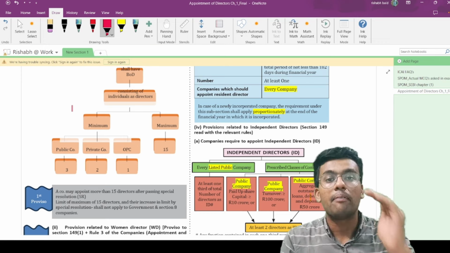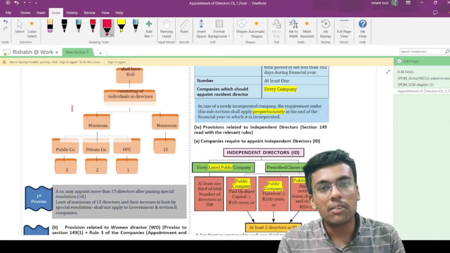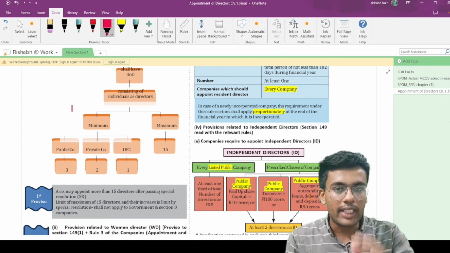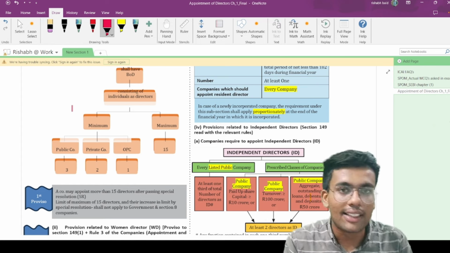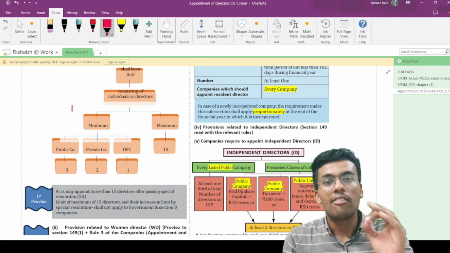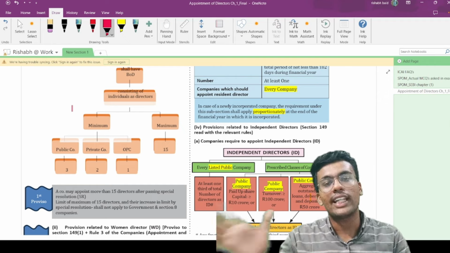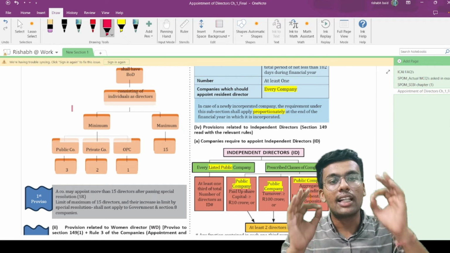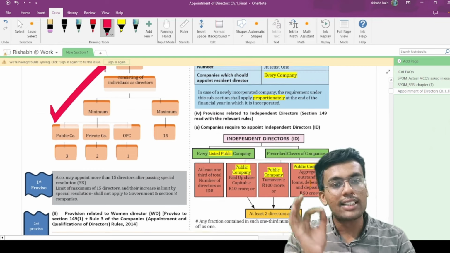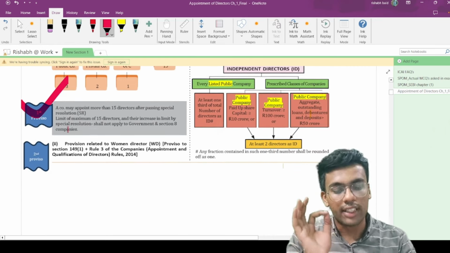Minimum directors. Maximum directors कितने हो सकते हैं? Maximum directors should be 15. But in case a company passes a special resolution, then there can be more than 15 directors also. The limit of 15 directors is not applicable in case of a government company and also in case of a section 8 company. 15 directors ka limit not applicable for a government company, for a section 8 company. Please read this chart, a self-explanatory chart is given for your reference.